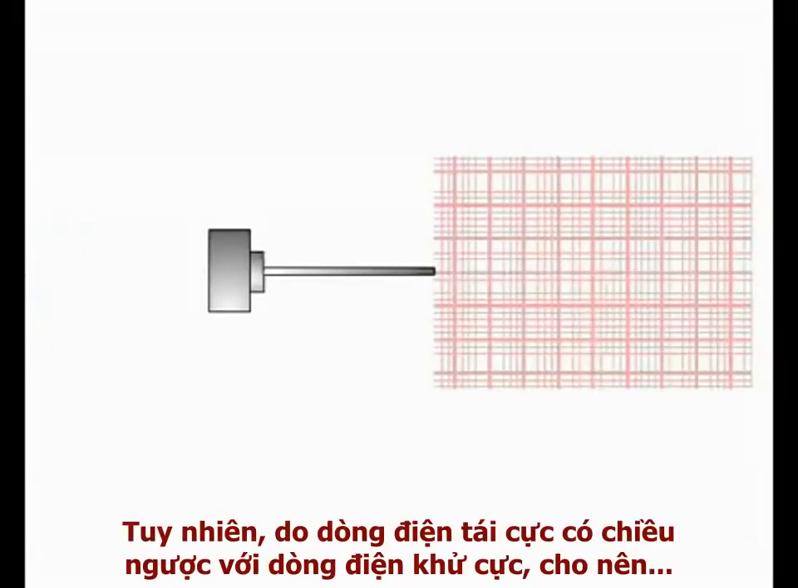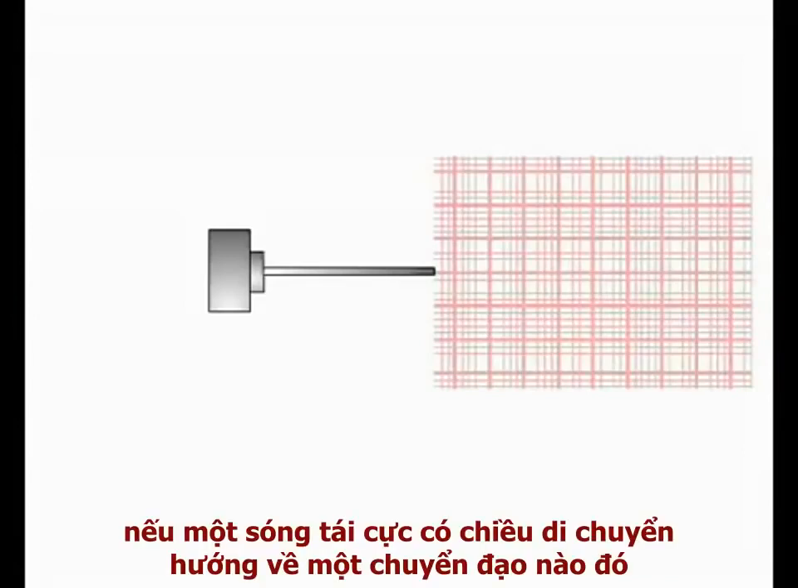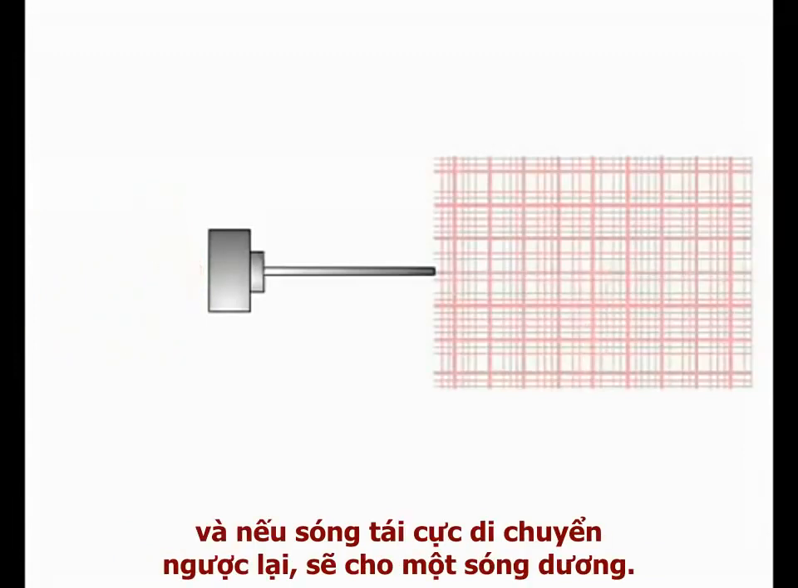In contrast, repolarizing current has the opposite polarity to depolarizing current. Therefore, repolarizing current moving towards a lead produces a negative deflection on the paper, while repolarizing current moving away from the lead produces a positive deflection.